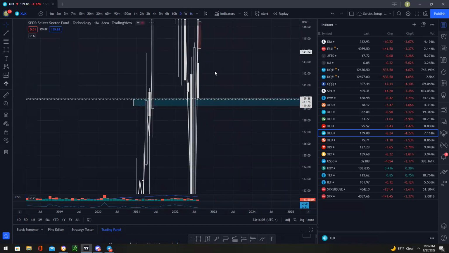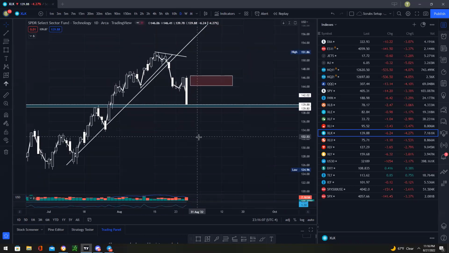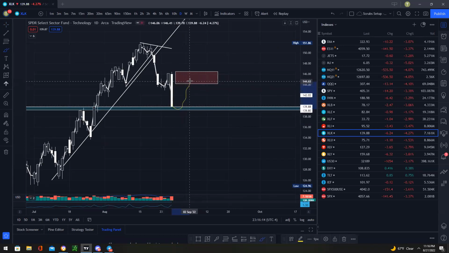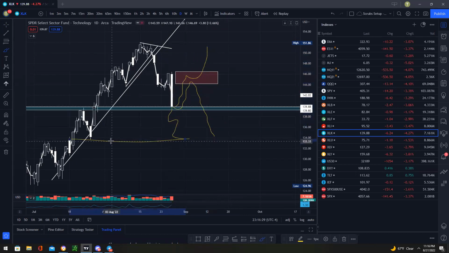So this is the area that I want to see hold this specific week. So we could see something like this. We could see a bounce here and then maybe retest this supply zone and then drop. Or we could see a bounce and then retest and go right back up. All right, so we don't really know, but these are the different real scenarios, or another scenario is we just continue back down and then we go down to here. So those are three different scenarios that can happen in the technology sector, the XLK.